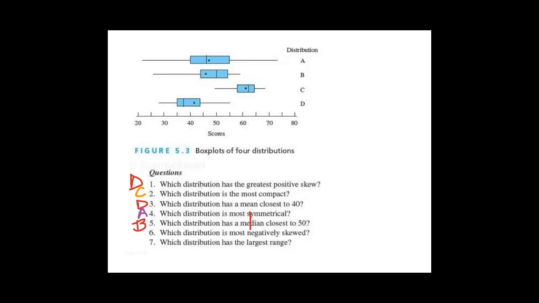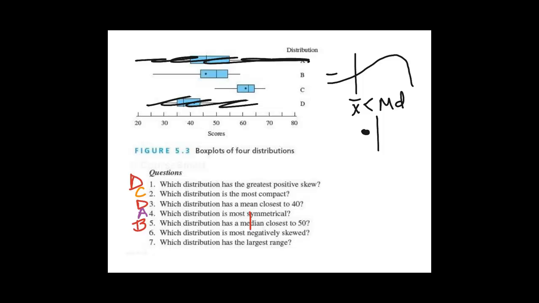Question 6. Which is most negatively skewed? Well, we discussed positive skew in question number 1. Remember, negative skews have tails to the left, and that means that my mean, which is always closest to the tail, is going to be smaller than my median, and that means my dot will be to the left of the line. So I can eliminate choices A and D, and I need to look at B and C.